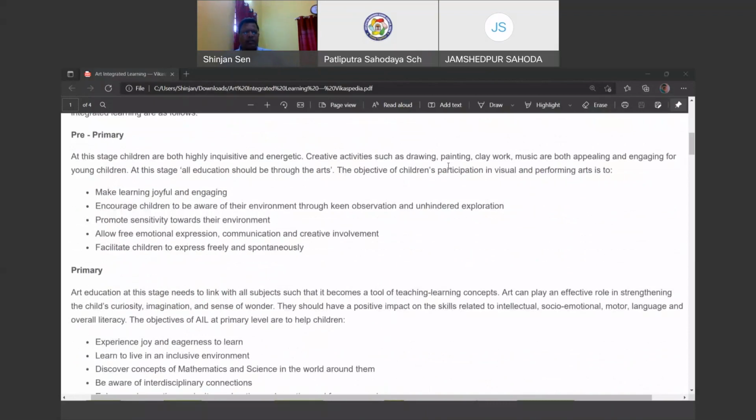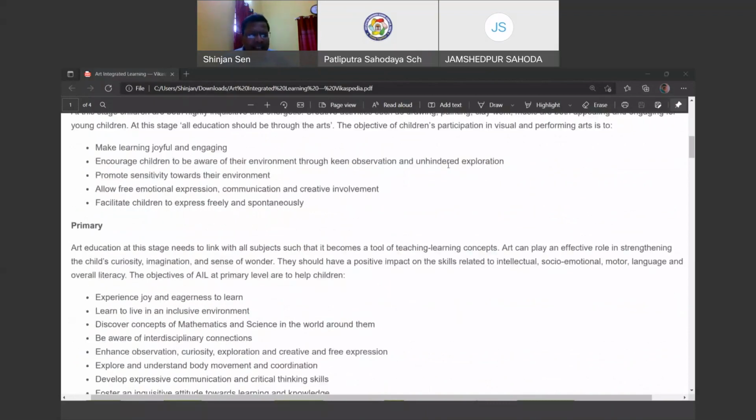In primary level, what will happen? Art education at this stage needs to link with all subjects such that it becomes a tool of teaching learning concepts. So at this stage, we will try to link the subjects, mathematics, social science, or whatever. Actually, at primary level, we have mathematics, English, second language, that is Hindi or whichever language, and a little bit of environmental science. So all this can be linked with art. Art can play an effective role in strengthening the child's curiosity, thinking. The more they see, the more they will think.